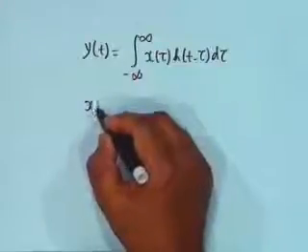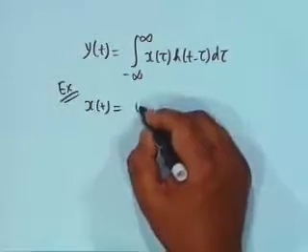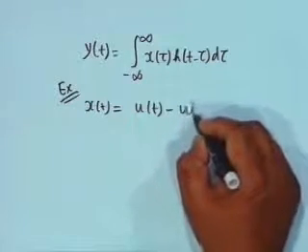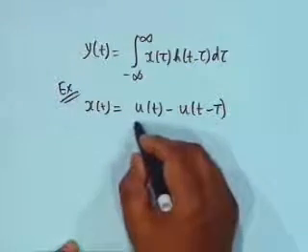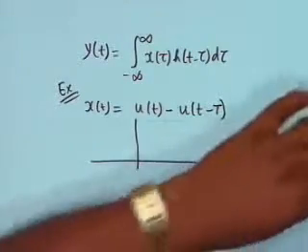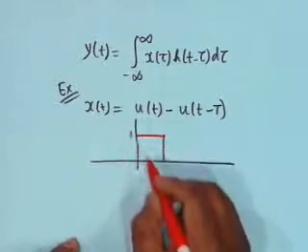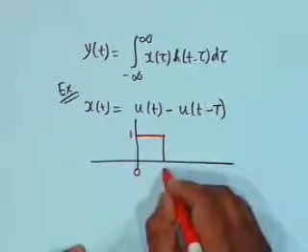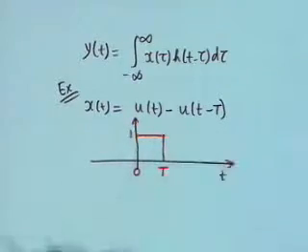The example that we take is, we have an x of t which is a gate function, that is, it is u of t minus u of t minus T. The duration of the gate is capital T. X of t equal to u of t minus u of t minus T is simply a gate function which exists at the value 1 from t equal to 0 to t equal to capital T. This is the function x of t.